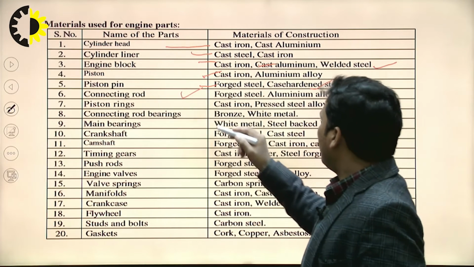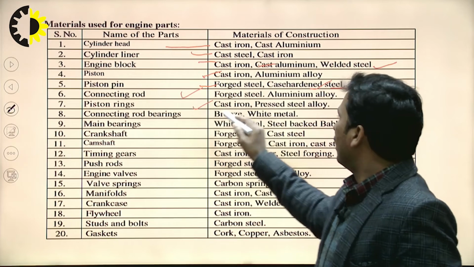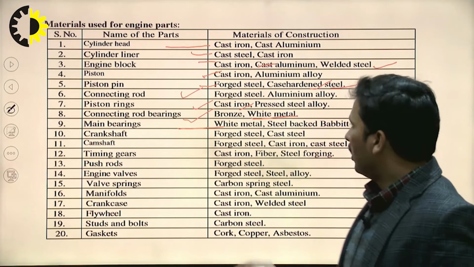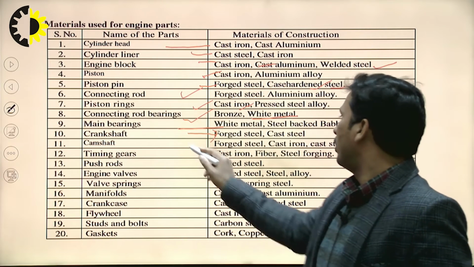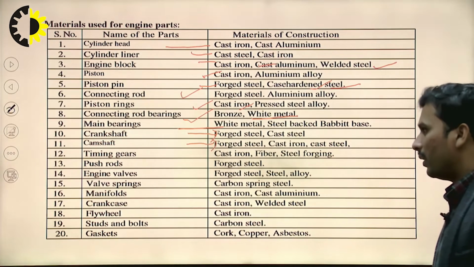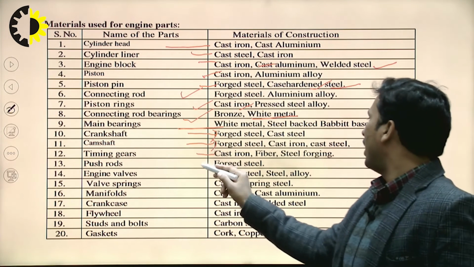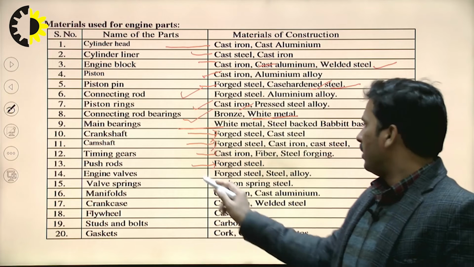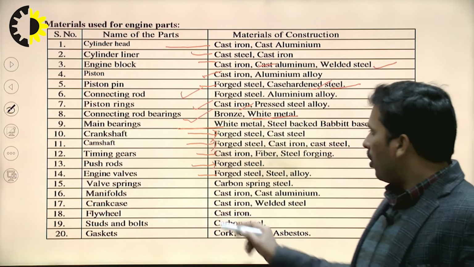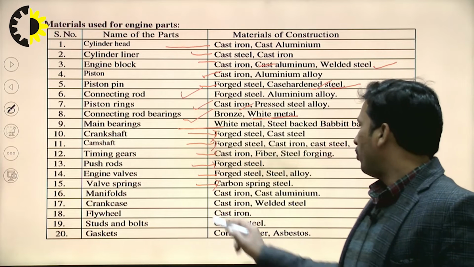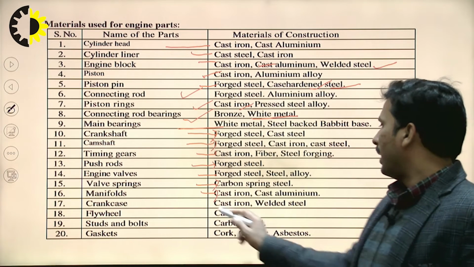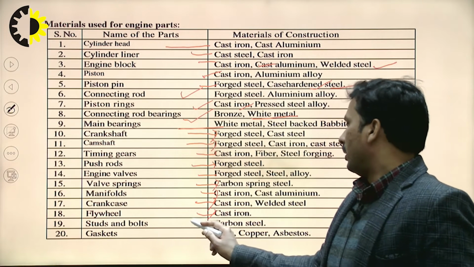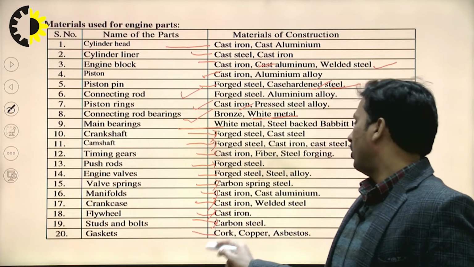The connecting rod is made of forged steel or aluminum alloy, and the connecting rod bearing is bronze. The main bearing is white metal steel block. The crankshaft is made of forged steel, cast iron and cast steel. Timing gears: cast iron, fiber steel and forging. The push rod is made of forged steel. Engine valve: forged steel and alloys. Valve spring: carbon spring steel. Manifold: cast iron, cast aluminum alloy. Crankcase: cast iron, welded steel. The flywheel is made of cast iron. Studs and bolts are of carbon steel, and the gasket is made of cork, copper and asbestos.